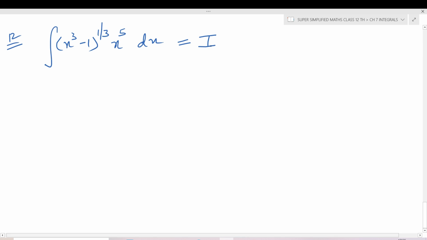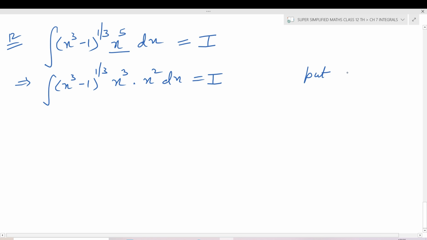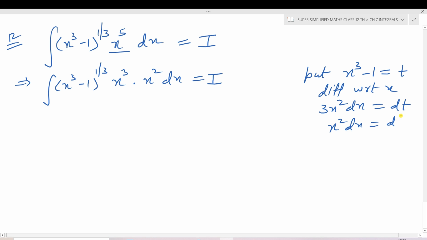So let us first make a slight change into this. We simplify this a little bit and then we start proceeding. X raised to the power 5 can be written as x cube into x square. After that, we shall substitute x cube minus 1 to be t. Differentiating with respect to x both sides, 3x square dx is equal to dt, and x square dx becomes dt by 3.